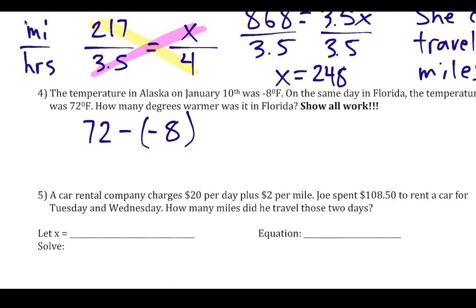Subtracting a negative, same thing as adding. So that's the same thing. Subtracting is the same thing as adding the opposite. So 72 plus 8, that's an 80-degree difference.